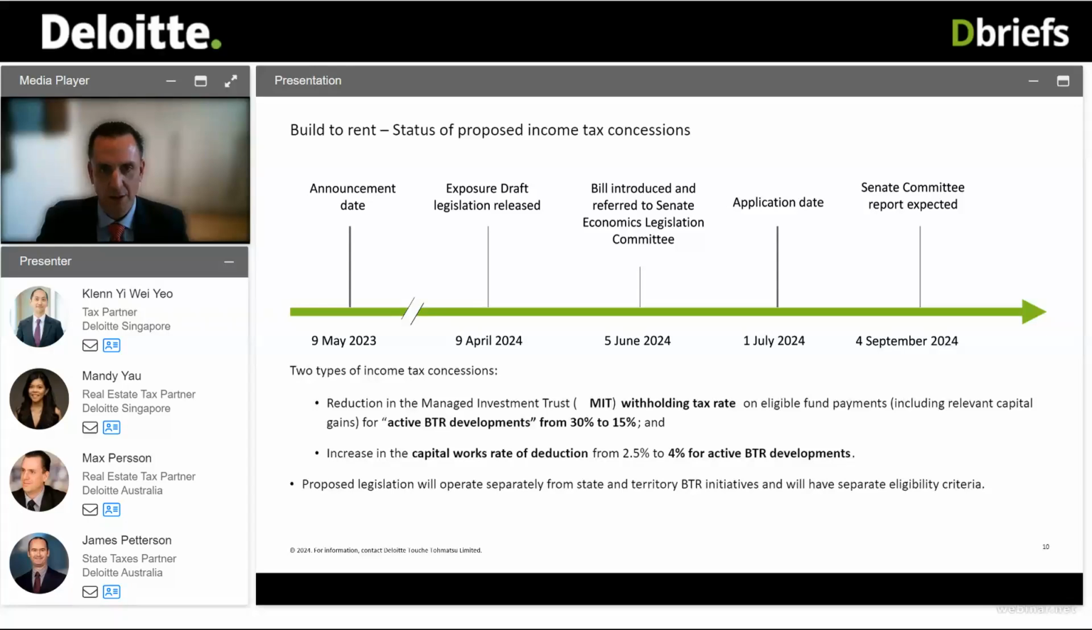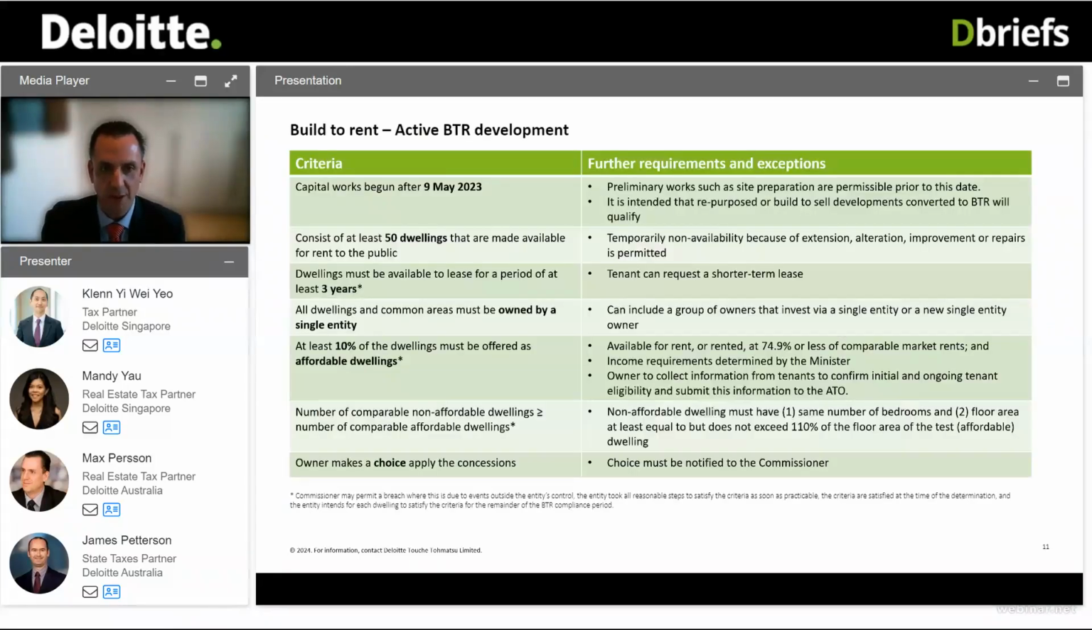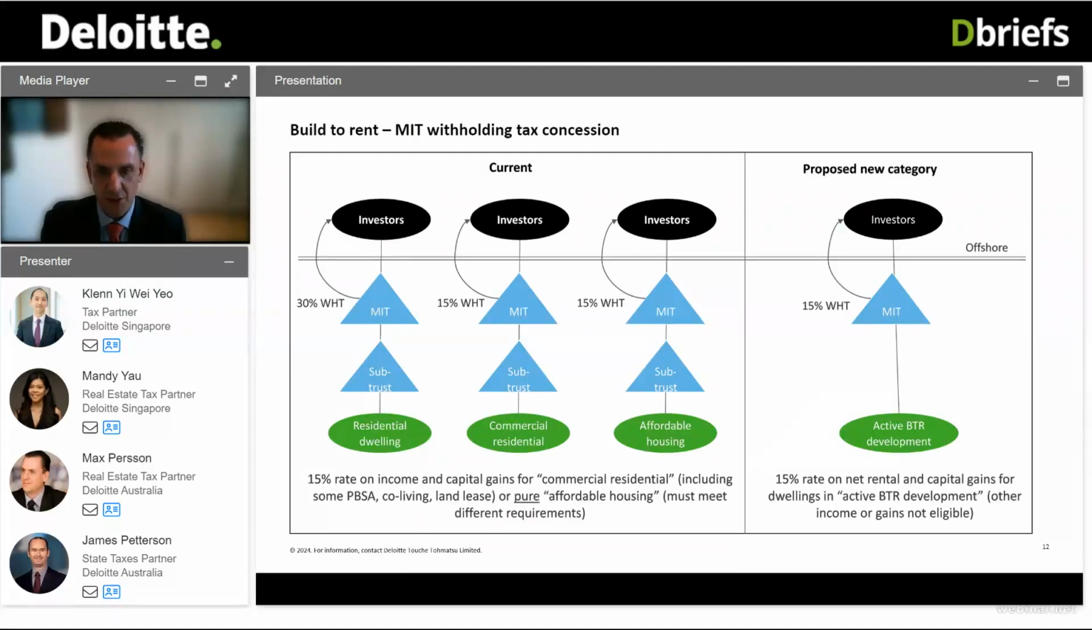The next slide. The criteria to qualify as an active BTR development are set out on the next slide. Unfortunately, the rules will only apply for projects that commence construction after the announcement date, so the 9th of May 2023. And anything that was under construction or completed prior to that date will never be able to qualify for these rules as proposed. So there's a requirement that there are at least 50 dwellings and they need to be offered for lease to the public for a period of at least 3 years, although tenants can request shorter terms. All the dwellings and common areas need to be owned by a single entity, although the project can be sold to another single entity and still qualify.